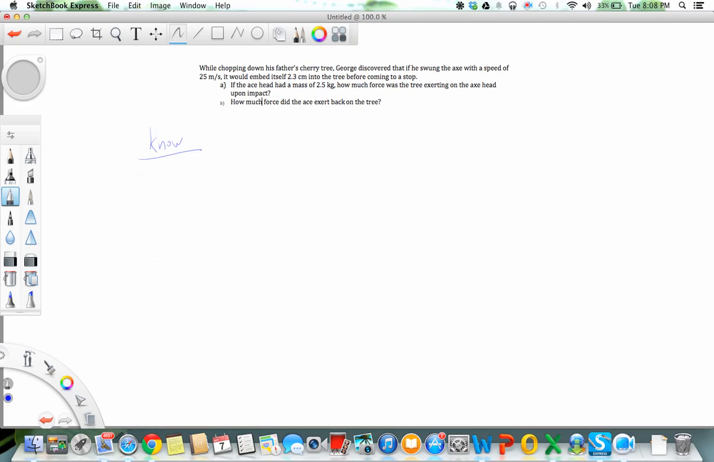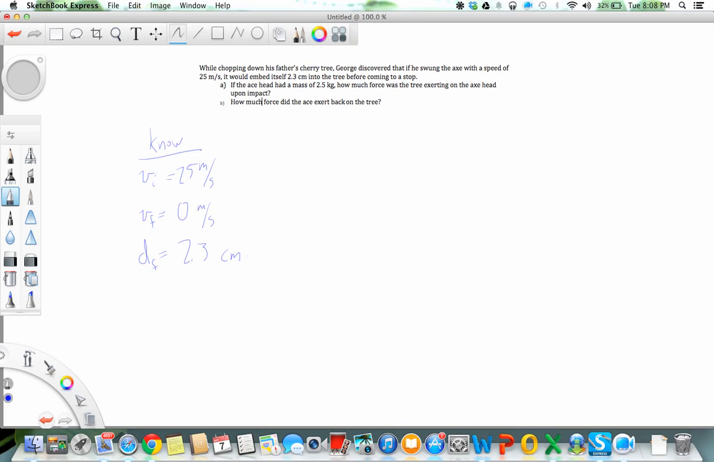We know that we start swinging the axe, so an initial velocity of 25 meters per second. We know that it's going to come to a stop, so that means our final velocity will be 0 meters per second. We know that it's going to travel a distance, which we'll use d for displacement, of 2.3 centimeters.